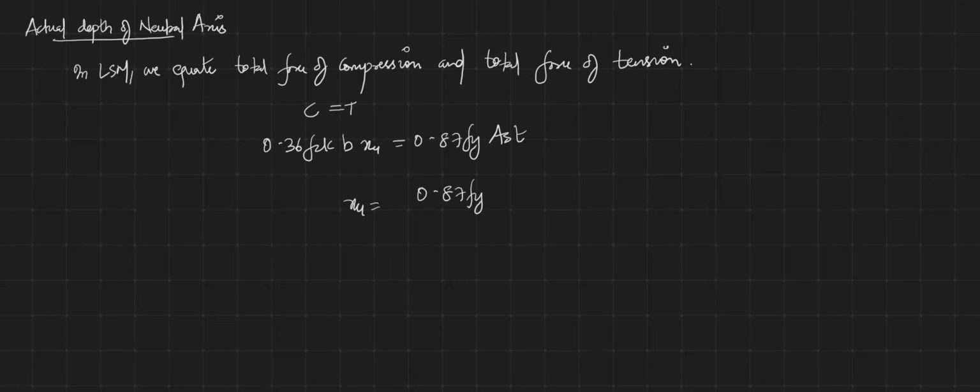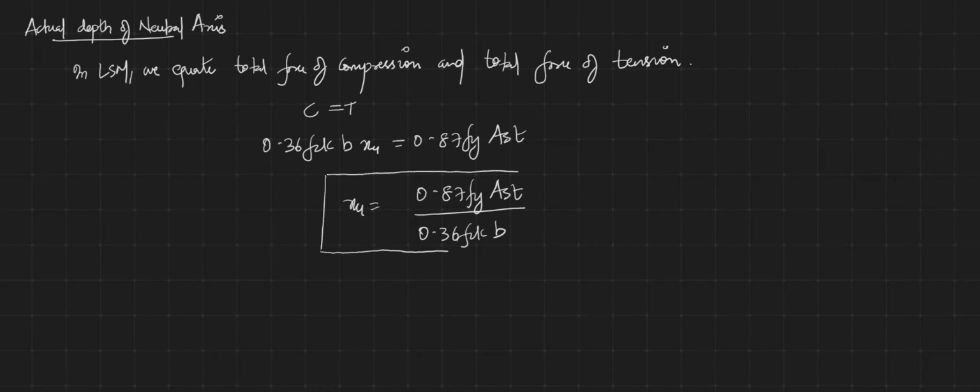So equating these two, I'll get the value for Xu as 0.87 fy Ast divided by 0.36 fck b. That is, the actual depth of the neutral axis in limit state design is obtained by equating the total compressive force 0.36 fck b Xu with the total tensile force, that is 0.87 fy Ast. You'll get Xu as 0.87 fy Ast divided by 0.36 fck b.